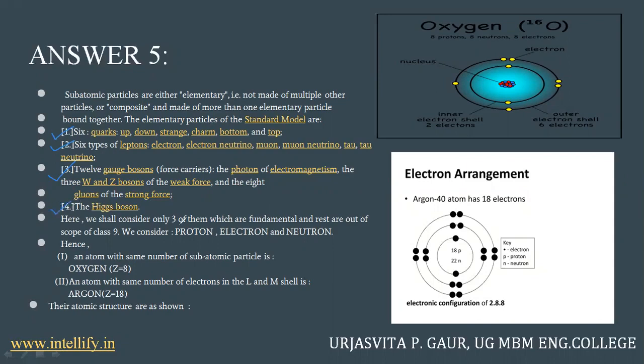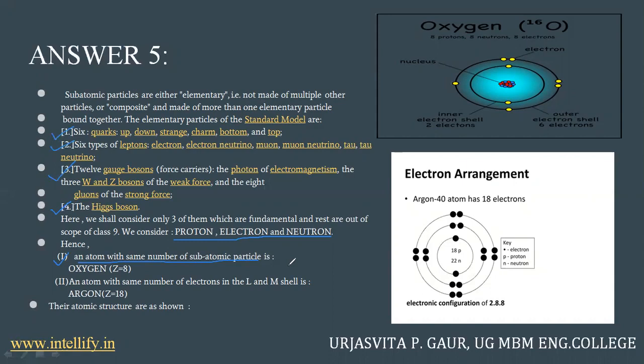Here, we are going to consider only three of these subatomic particles, namely proton, electron, and neutron, because the rest of them are out of the scope of class 9. So now we come back to the question. The first part of the question asks us to talk about an atom with the same number of subatomic particles, that is, the same number of protons, neutrons, and electrons.